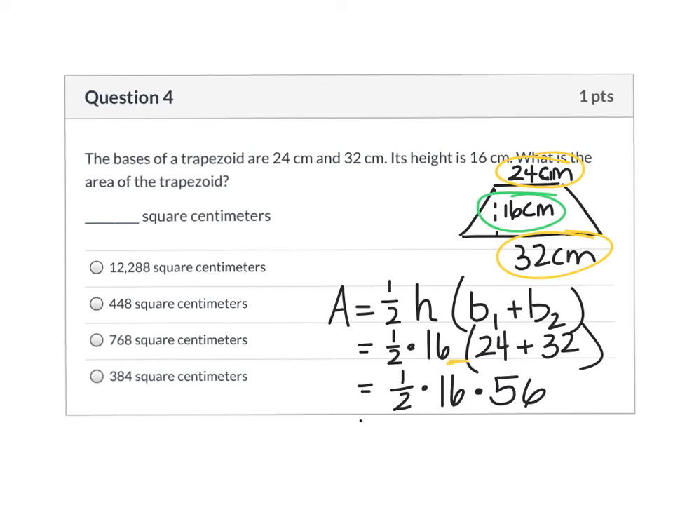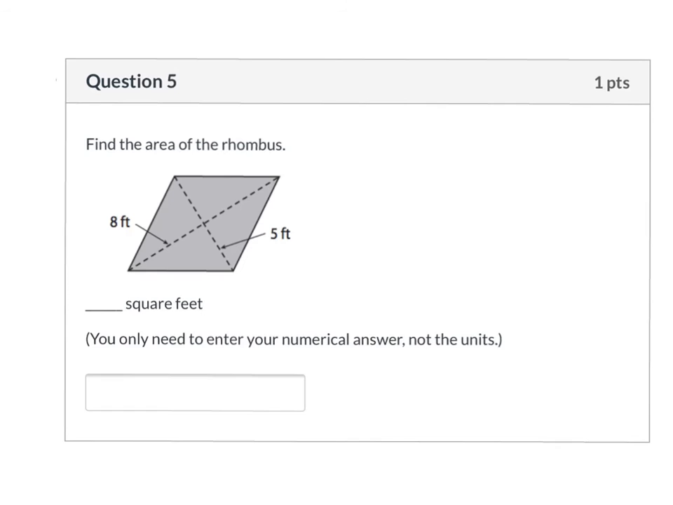And now I'm going to go through and multiply. So again, 1/2 times a number just means I'm taking half of that number. So half of 16 is 8. I need to multiply 8 by 56 to get my final answer. You can do that part on your own.